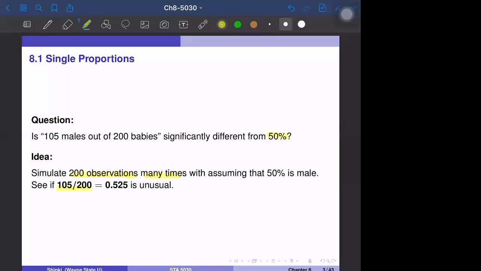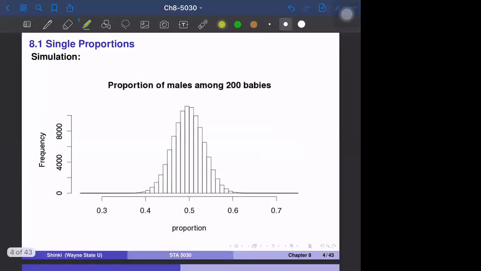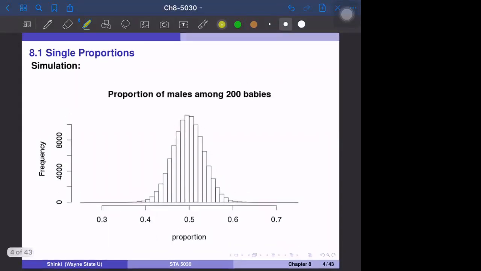Each time we generate 200 observations, and we repeat many times, like 1,000 times. So in total we have 200 times 1,000. We generate basically 200,000 binary random variables, which represent either male or female. And this is the simulation result: the simulated proportion of males among 200 babies if p is equal to 50%.